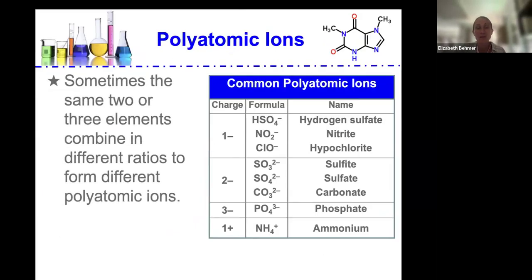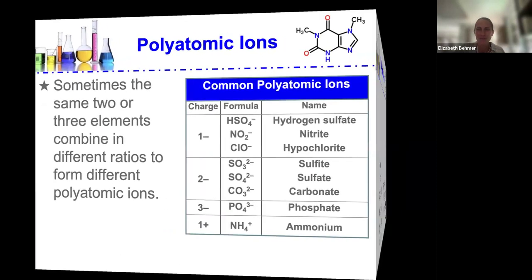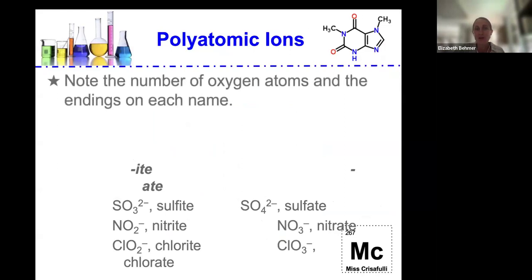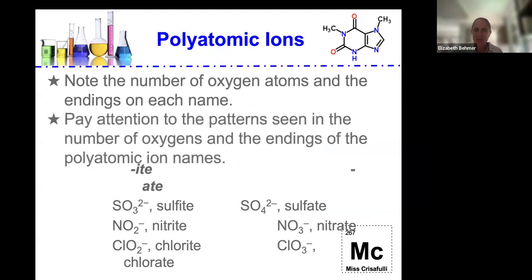Sometimes the same 2 or 3 elements will combine in different ratios to form different polyatomic ions, as you can see there between sulfite and sulfate. That's a good example. Note the number of oxygen atoms and the endings on each name, and pay attention to the patterns seen in the number of oxygens and the endings of the polyatomic ion names.